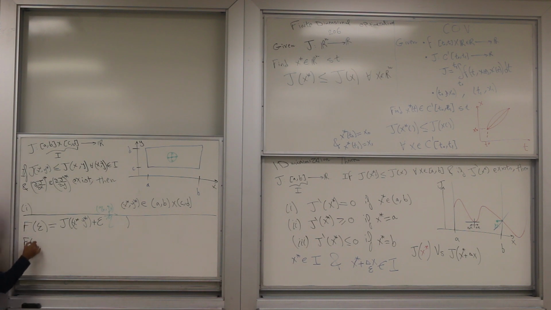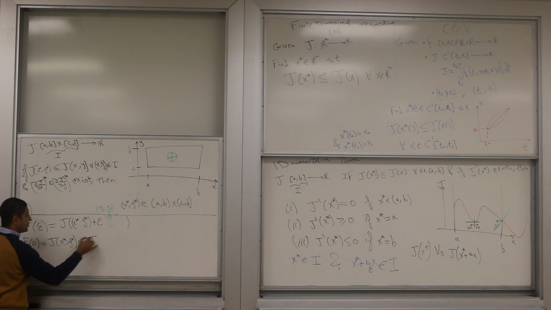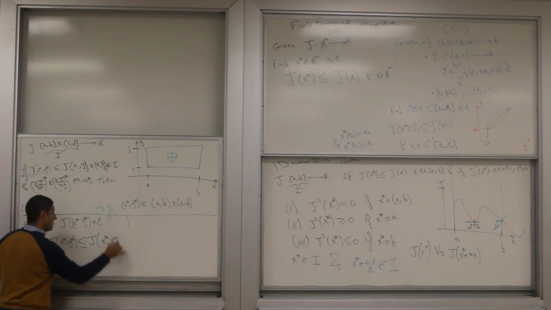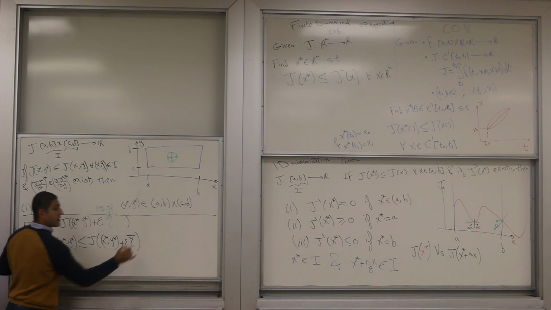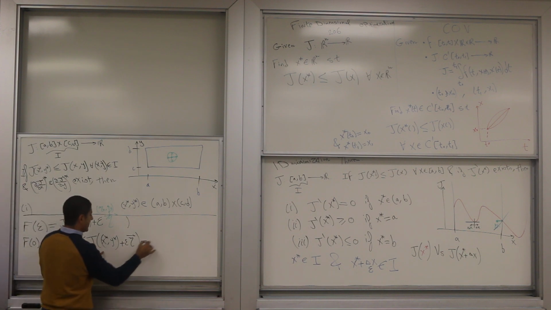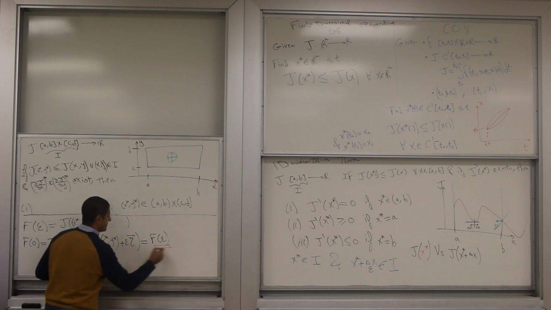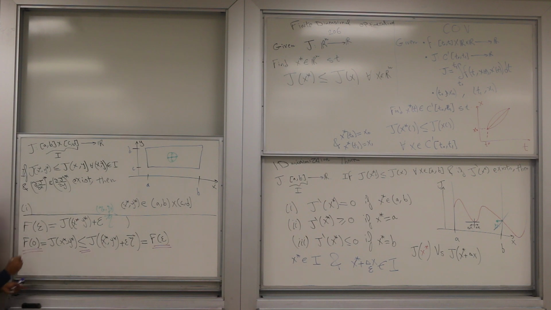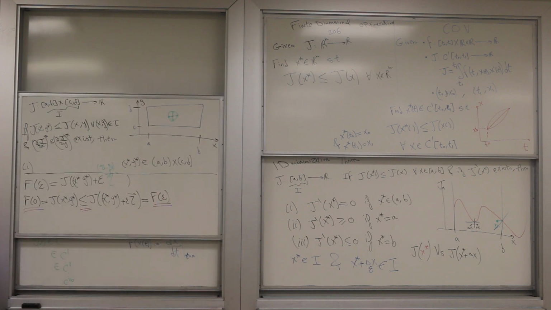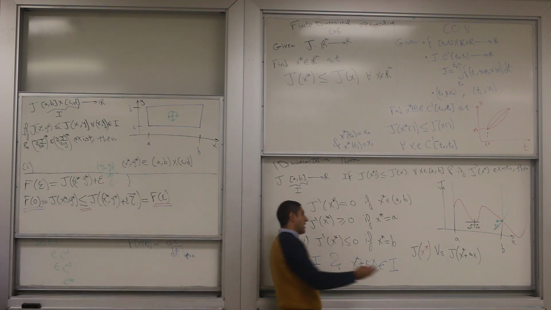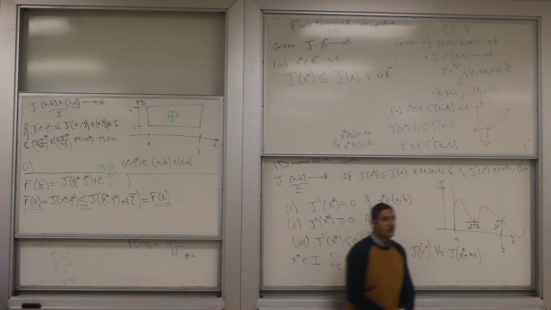f of 0, just substitute epsilon equals 0, please. You get J at the minimum, which is by definition less than J at any other point. This is actually f of epsilon. So look at this red statement. What does it say? I'll give you some time to write. I'm exactly doing what I told you before. We usually have the optimum, perturb a little bit, and compare.